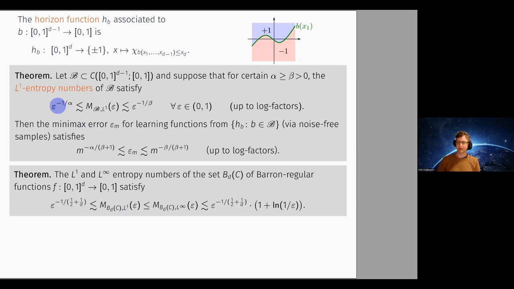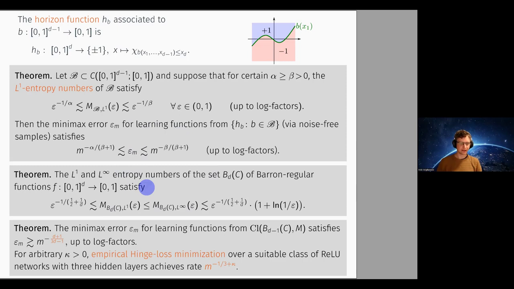And what we showed is that the L1 entropy numbers scale like epsilon to the minus 1 over 1 half plus 1 over d, and that the L infinity entropy numbers are upper bounded by exactly the same thing times a log factor. So I should say for applying the result above, you wouldn't really care about the L infinity entropy numbers. It would be enough to know something about the L1 entropy numbers. But somehow once we got this, we got so interested in the problem that we also wanted to solve the L infinity case. And in the end, we managed. So this is the result concerning that. And then if you combine the two, you get this lower bound here.